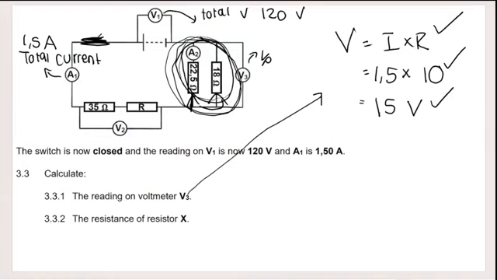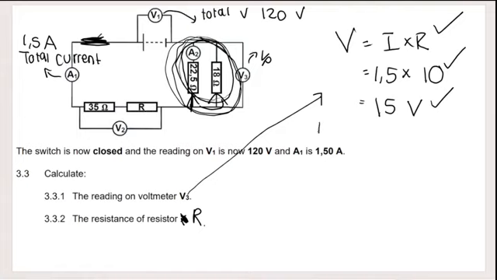Then the next question is supposed to be a more difficult question. Calculate the value of resistor X. It should be resistor R. Sorry, I think there was a typo in this paper. This should say resistor R. We want to find the resistance of resistor R. We know that the total current will flow through resistor R, but we don't know the voltage across resistor R.